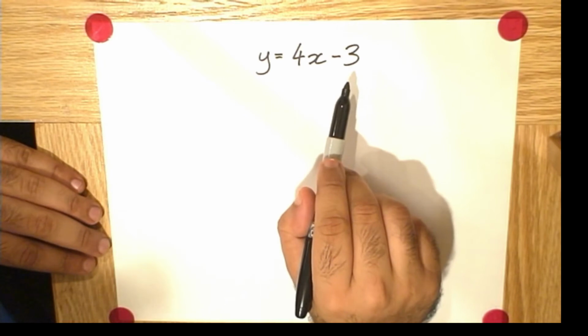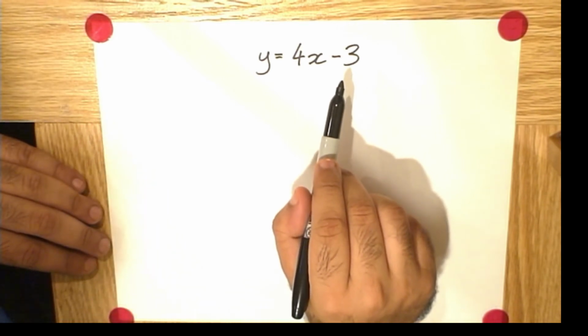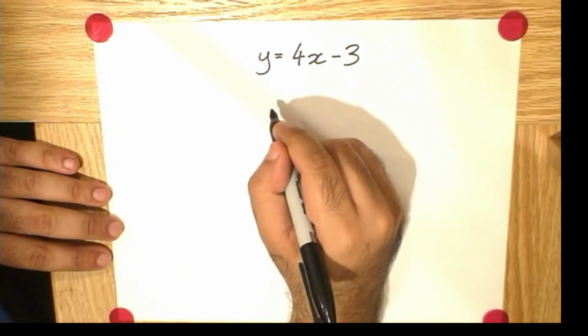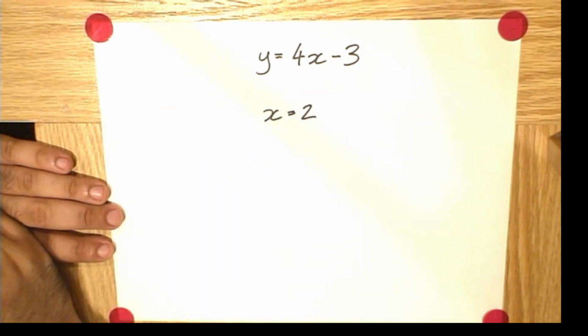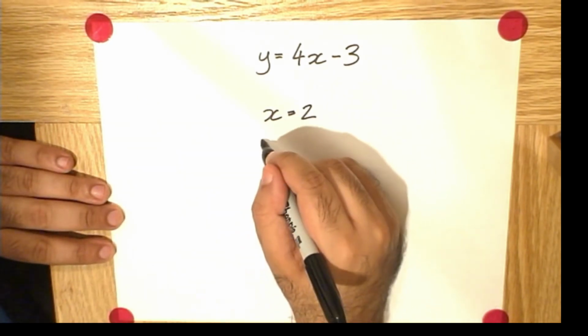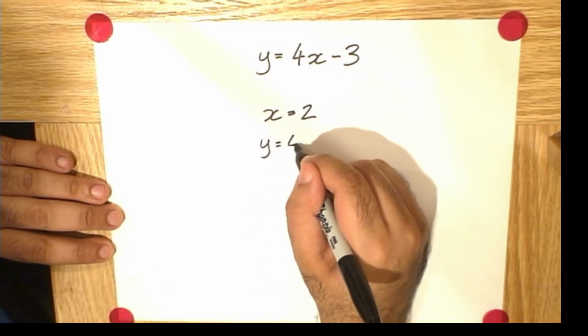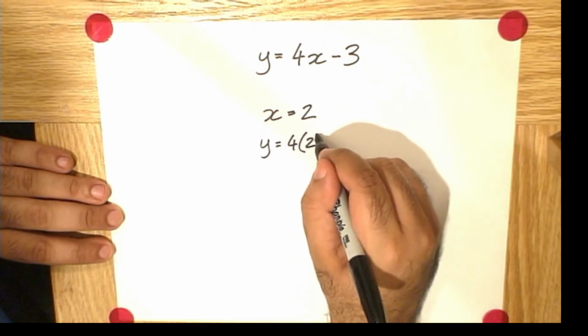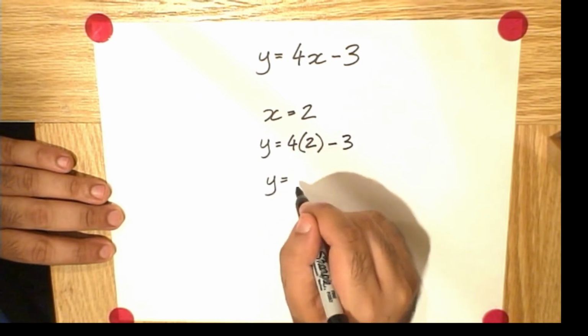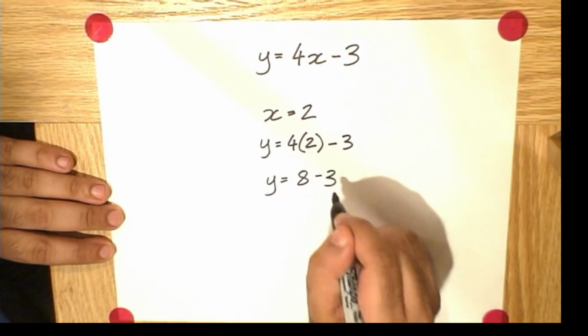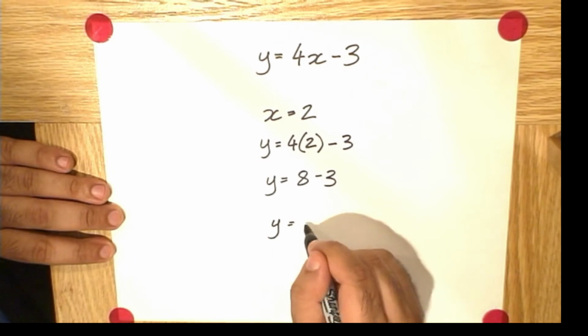Here is a typical linear equation. Suppose we set x equals 2. What is y equal to? Well, we can plug x, this value of 2, into this linear equation, and we can solve for y. 4 times 2 is 8, minus 3, y is equal to 5.